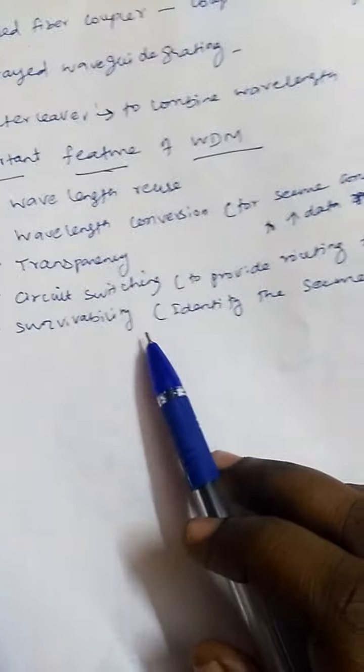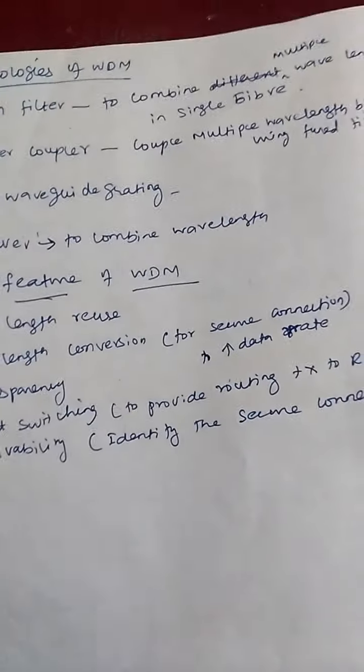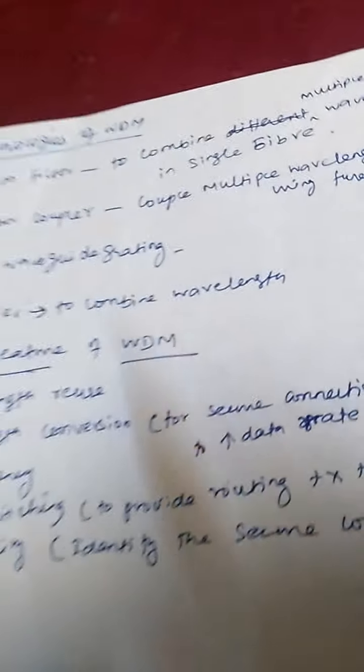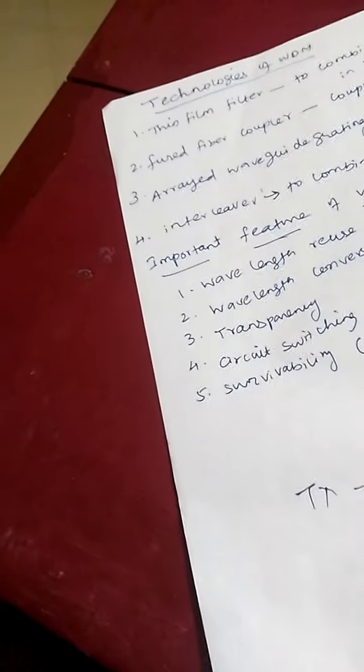And then survivability is to identify the secure connections. Which is the best connection? Routing means, from a single source to a destination, there are multiple routes. From transmitter to receiver, the signal can be transmitted through various routes.